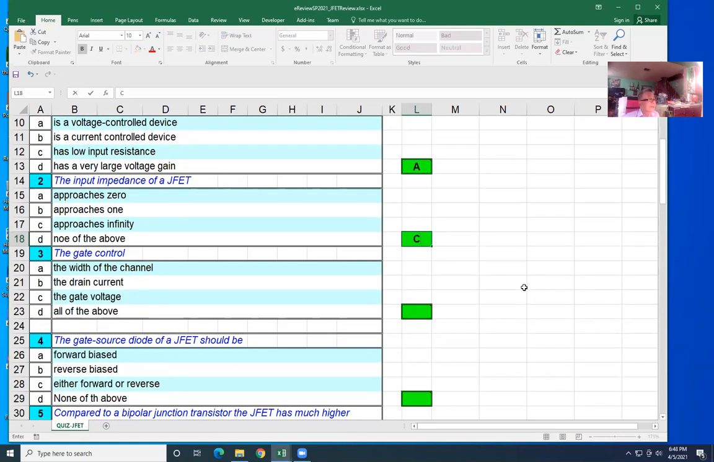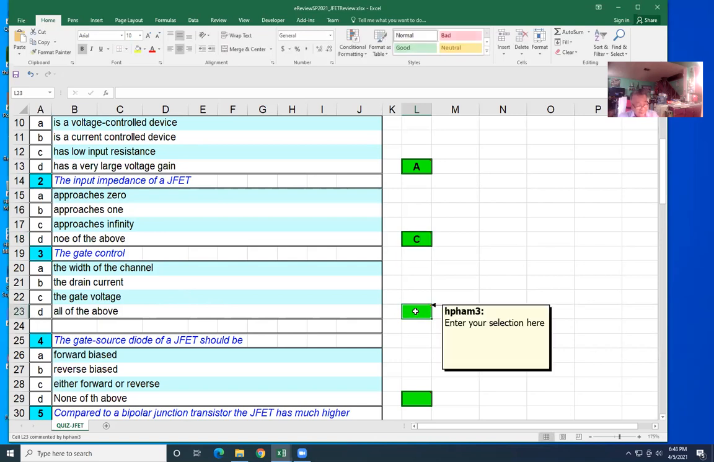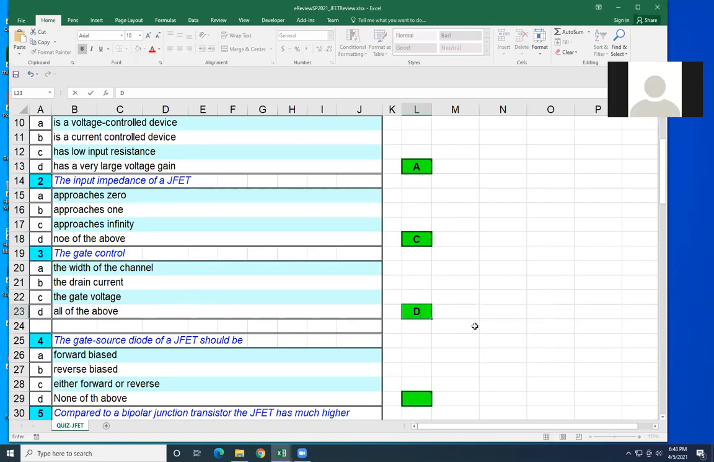Now, number 3, the gate controls what? The answer, all of the above, is D. The gate controls the channel, that means the width of the channel. And the width of the channel affects the current ID. And also the gate voltage, that will be D.